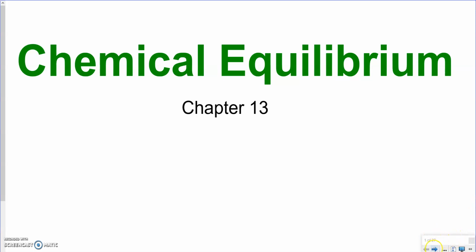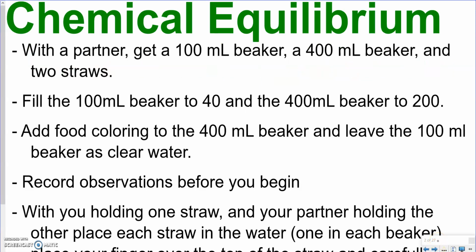So what I want to do is focus on chemical equilibrium. This is hopefully the second unit of our second semester. We've already covered kinetics, and now we're going to be diving into equilibrium. So let's talk about what equilibrium is.